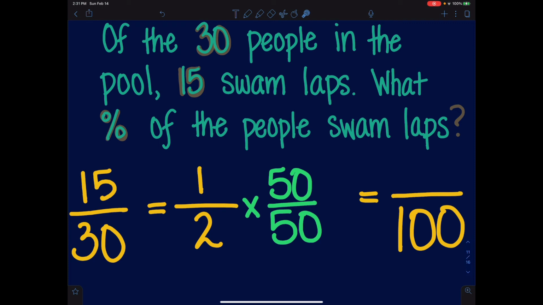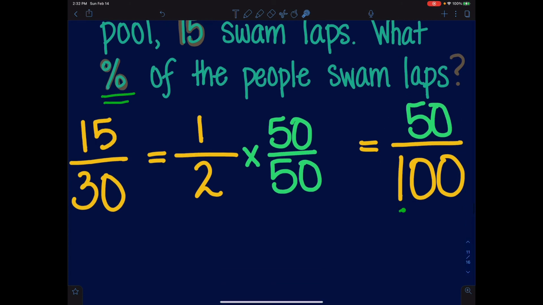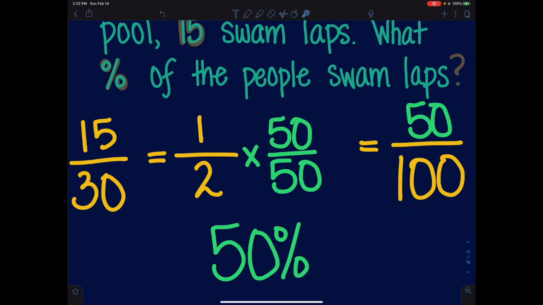So now you can multiply straight across. 1 times 50 is going to be just 50 over here. And then you just make sure on the bottom, 2 times 50 is actually 100. So the answer is 50 over 100, but they want to know what percent, but that's easy now that you have it over 100, because you can say the answer is 50%. You probably knew that from the very beginning of the question, but that's okay.